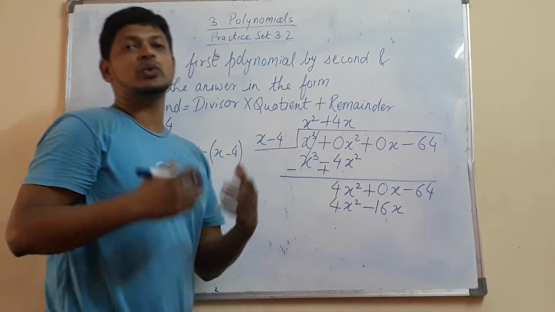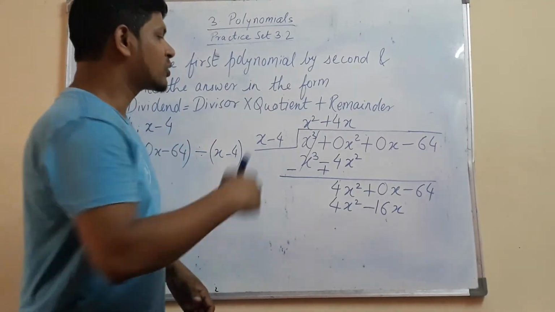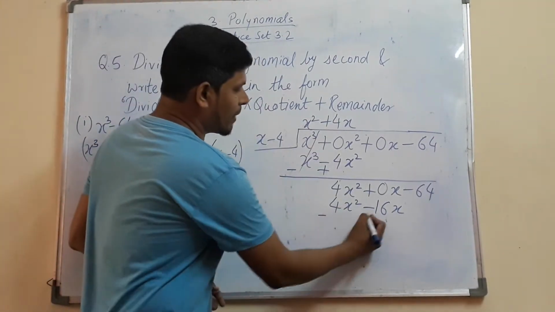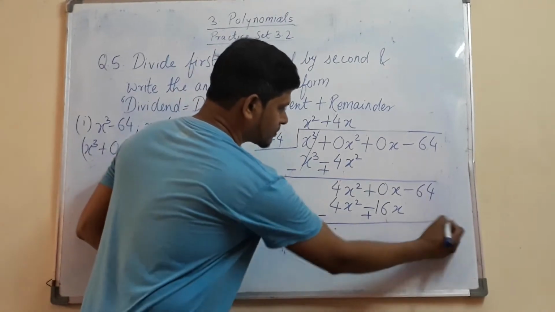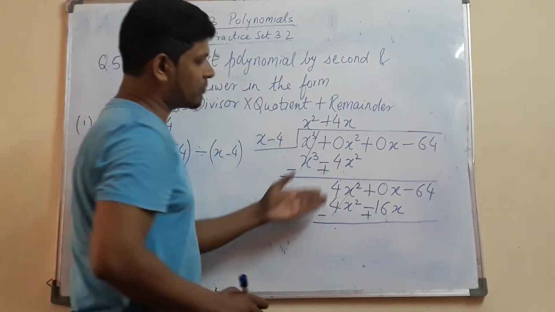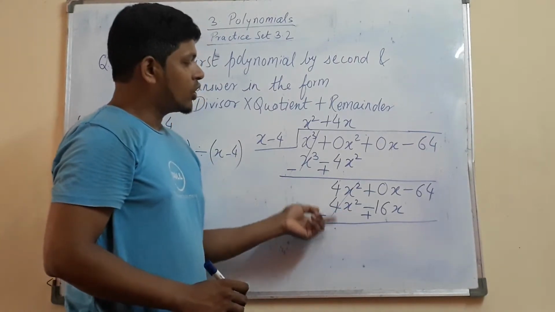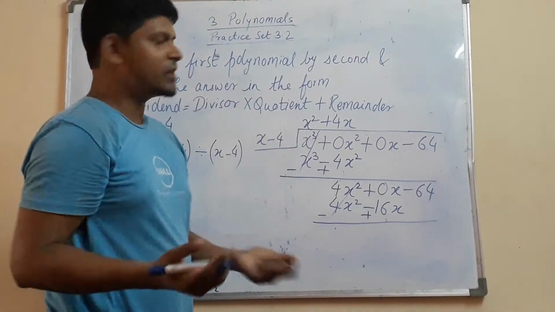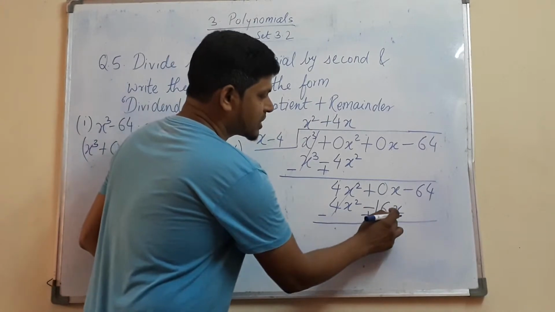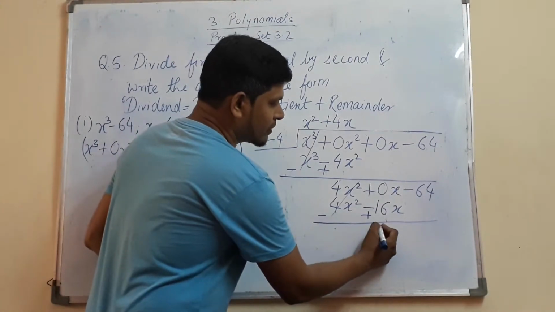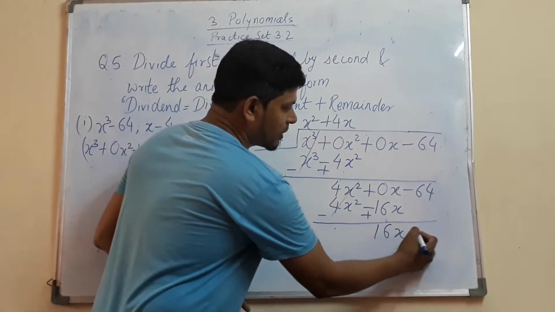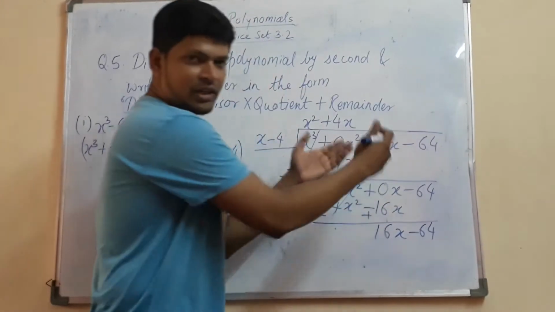And as such, when we do division, we need to subtract. So the signs will change: plus will become minus and minus will become plus. So 4x square minus 4x square, the answer will be 0. Here, plus 16x plus 0x, we will get 16x. And this particular term, minus 64, we will take down.